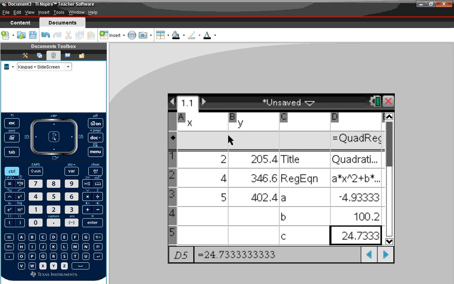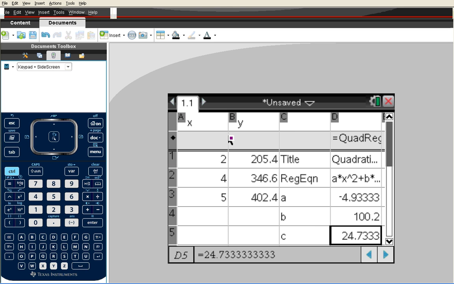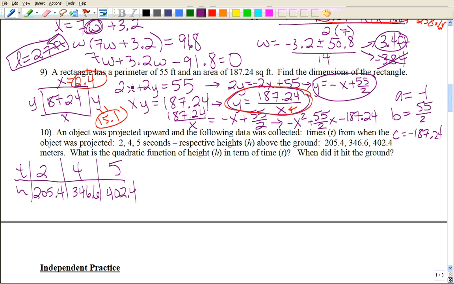So let's go back over to the other page and write that down. So our regression, or our quadratic function of h in terms of time t, is negative 4.93 t squared plus 100.2 t plus 24.73. So there is our function, and it wants to know when did it hit the ground.